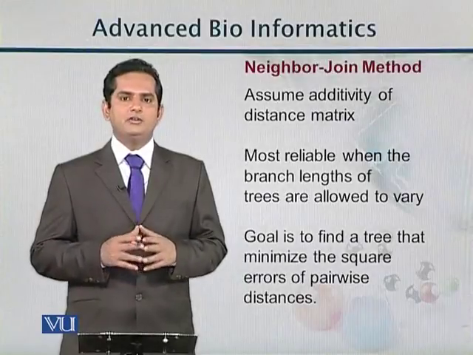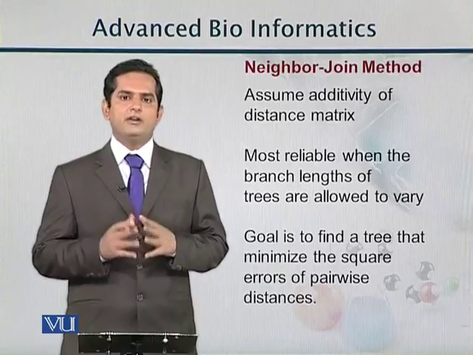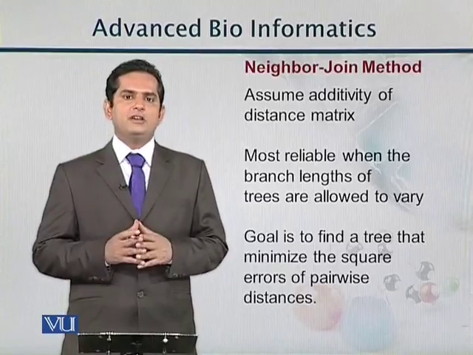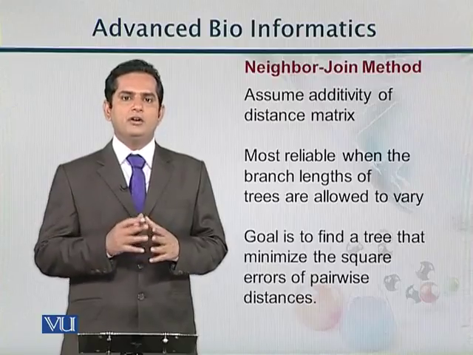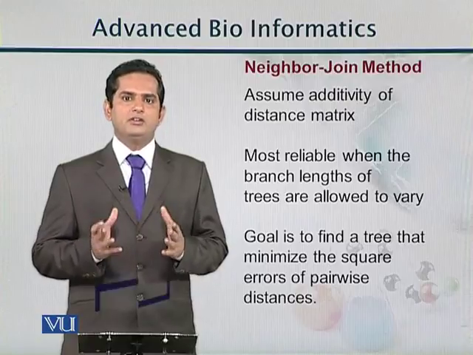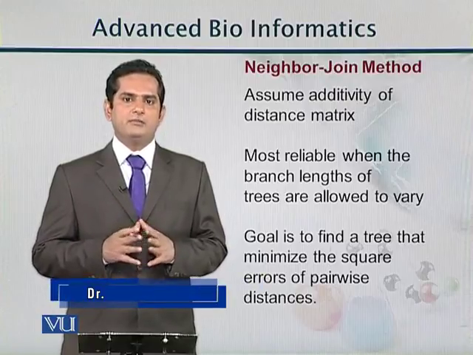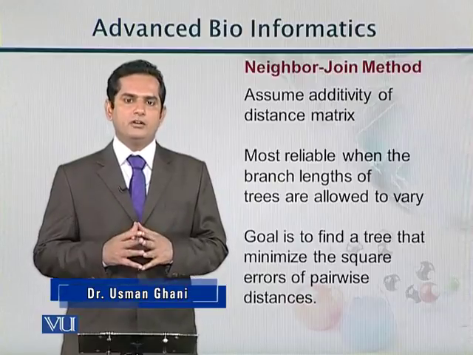We have already seen UPGMA, which is basically a distance-based matrix method to generate a phylogenetic tree. UPGMA resulted in a rooted tree, where the root was the parent of all other nodes. Similarly, we have the neighbor join method, which will work on a distance-based matrix, but it will result in an unrooted tree. जो हमारा tree बनेगा, वो unrooted होगा.